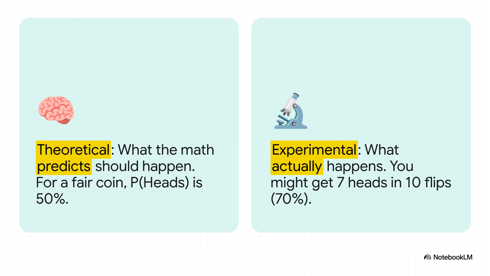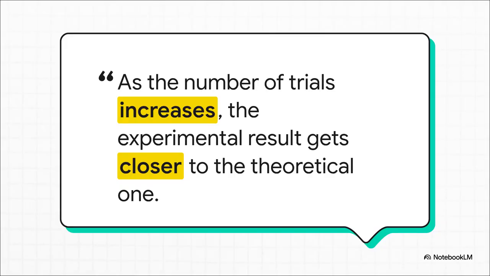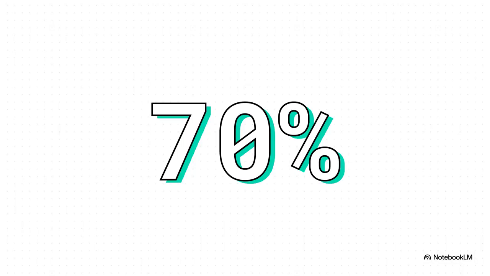So why the disconnect? Well, the answer lies in this really beautiful concept called the law of large numbers. It's the bridge that connects theory to reality. All it says is that as you repeat an experiment more and more and more, your actual real-world results will get closer and closer to what the theory predicted all along. Let's just watch it in action.